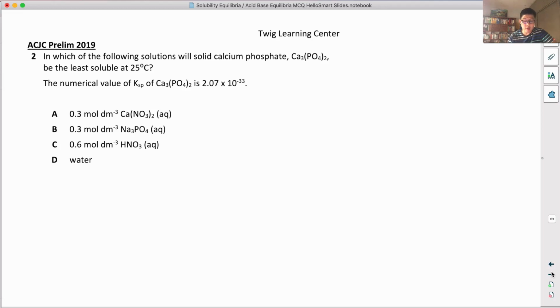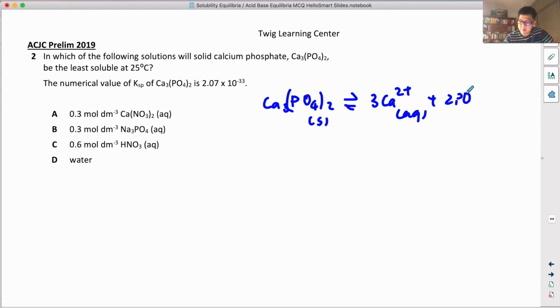In which of the following solutions will solid calcium phosphate be the least soluble? The numerical values of the Ksp are already given, right? So the first thing you need to do is write the equation. It looks something like this: 3Ca²⁺ and 2PO₄³⁻ in equilibrium with the solid. You write this down first.